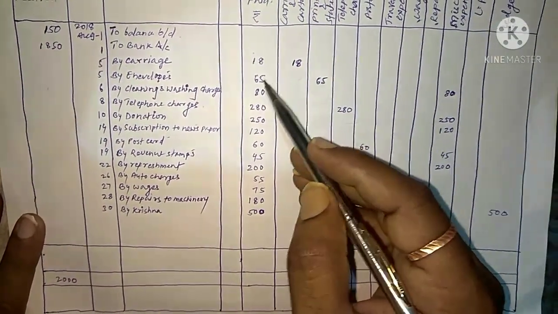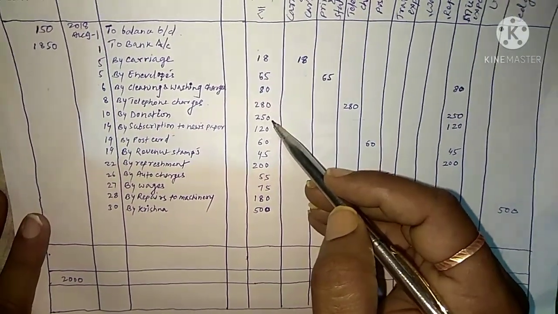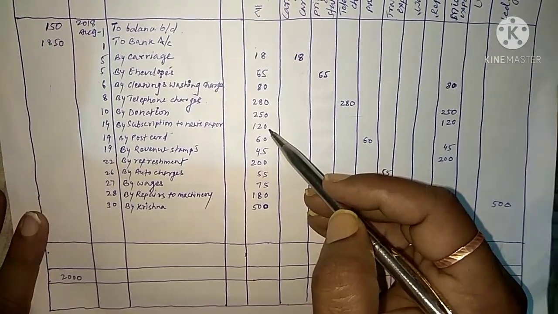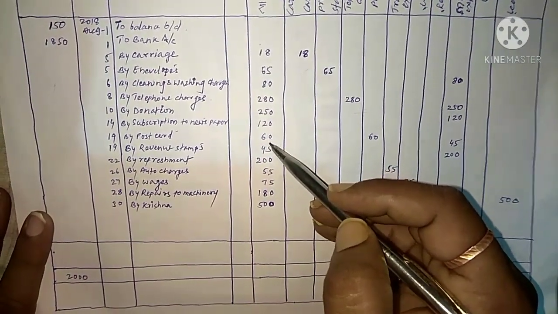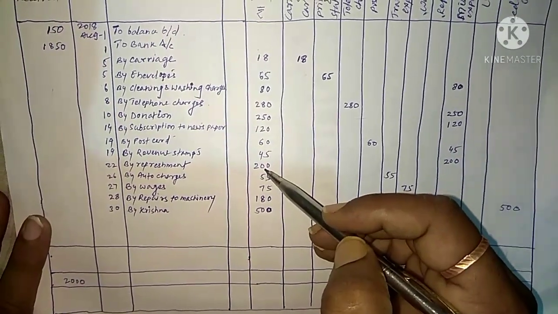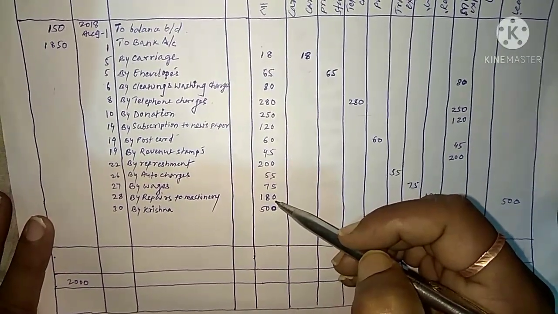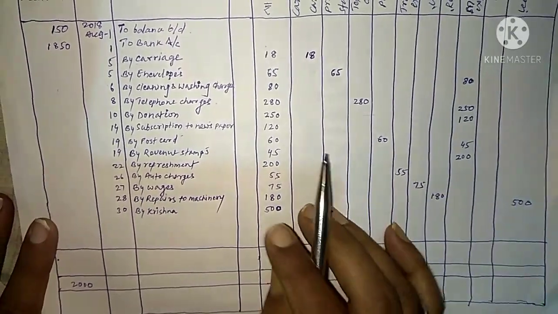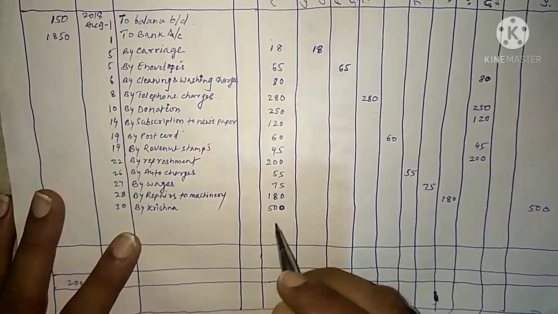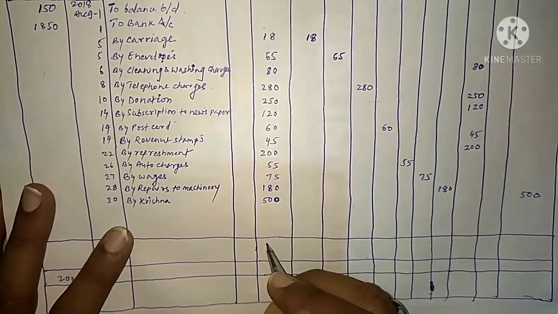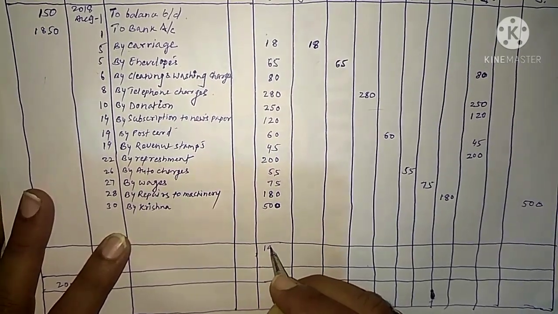And now we have to make the total of this amount paid. This is 18 rupees, 65, 80, 280, 250, 120, 60, 45, 200, 55, 75, 180 and 500. So if we make the total of all these amounts, the total amount comes to 1928.